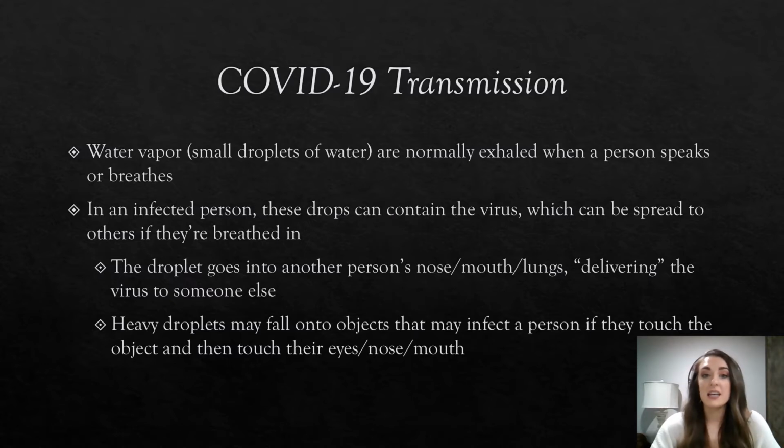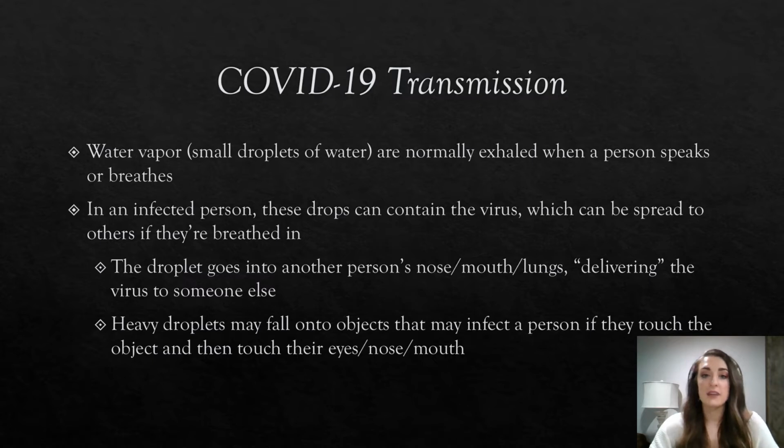If a droplet is heavy enough, it can fall to the ground or fall on objects like a table or a phone that can transmit the virus if someone touches the object and then touches their eyes, nose, or mouth. That's called fomite transmission. It doesn't seem to be a common way that this virus is transmitted. This virus is normally transmitted by breathing it in from the air.